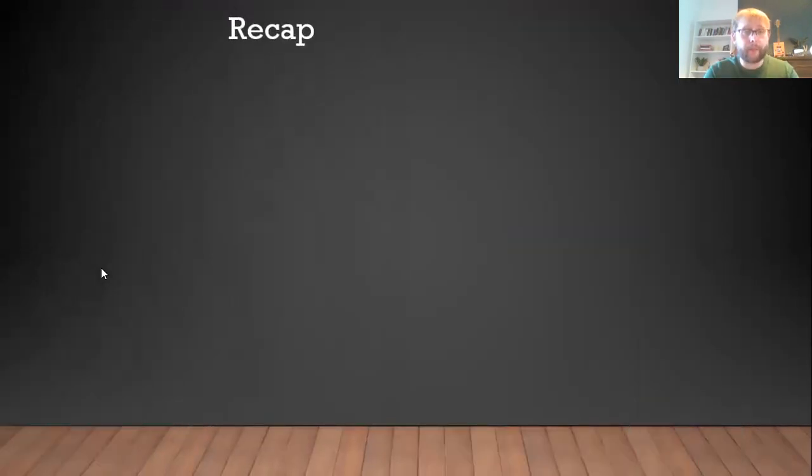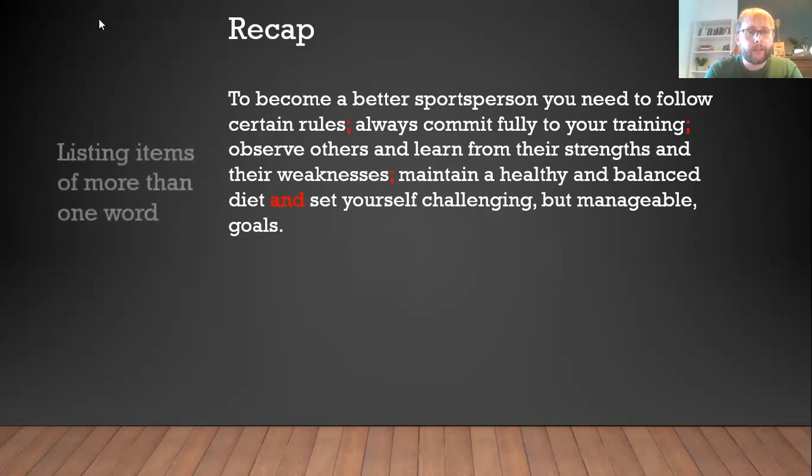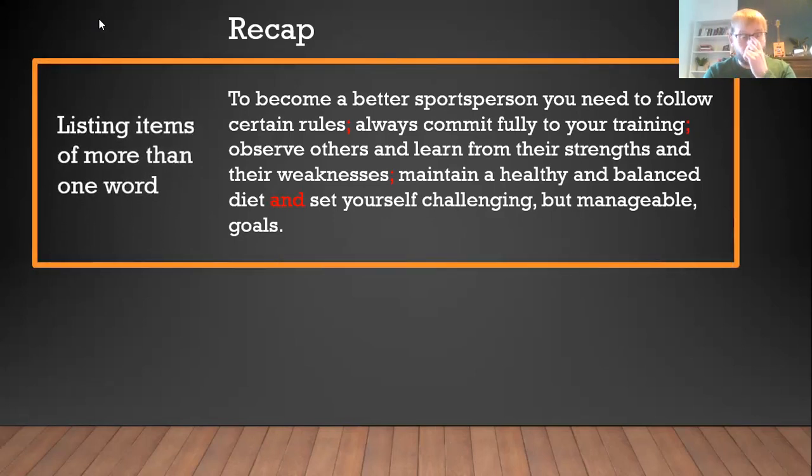Okay, so a bit of a recap then of yesterday's lesson. Yesterday, we were looking at the use of semicolons to connect main clauses and to connect lists that contain more than one word. This one is an example where we've got the list. To become a better sports person, you need to follow certain rules; always commit fully to your training; observe others and learn from their strengths and their weaknesses; maintain a healthy and balanced diet. And because we're no longer listing, this is the last one: set yourself challenging but manageable goals. So that one is listing items of more than one word.